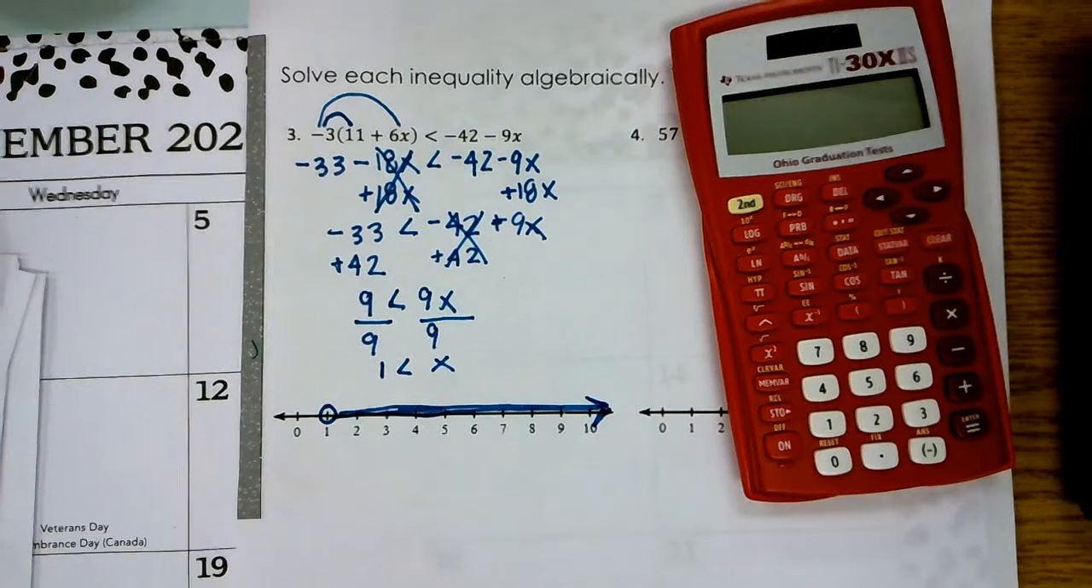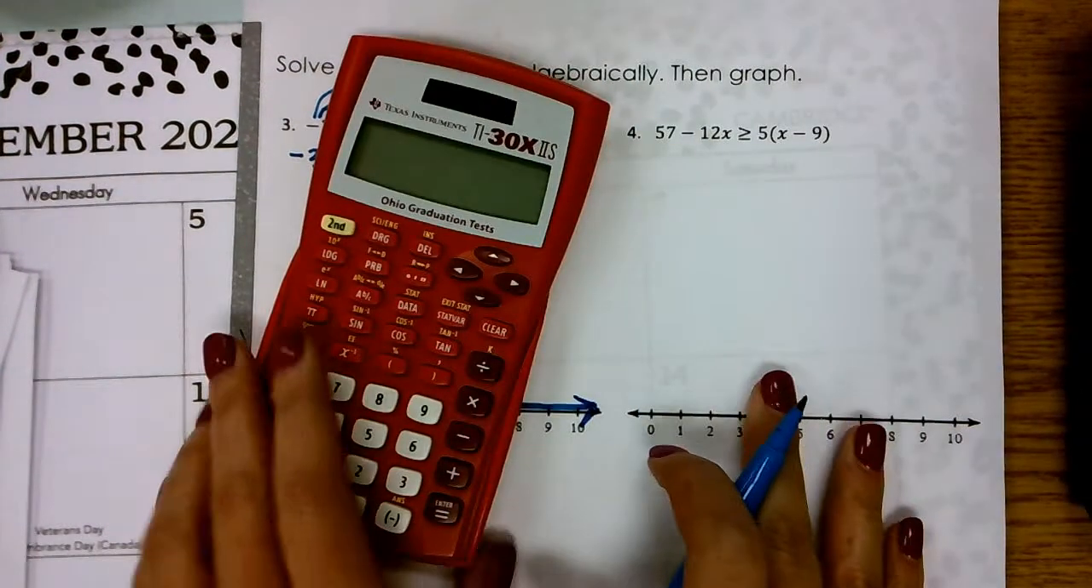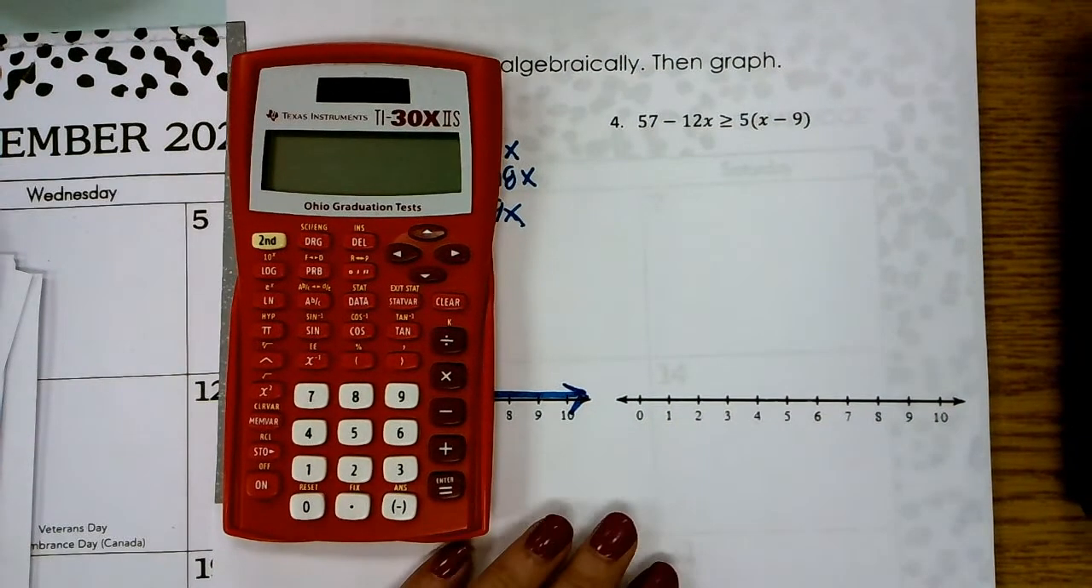And make sure you put an arrow on the end to show that it keeps going. The next one we're going to do here is number 4.